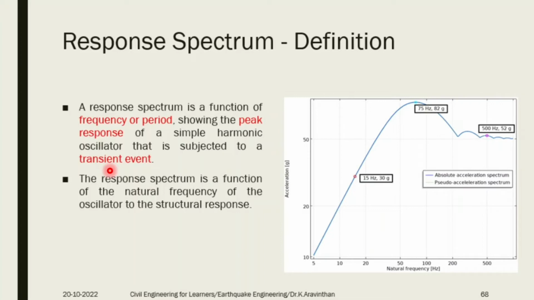The response spectrum is a function of the natural frequency of an oscillator to the structural response. The response might be acceleration, velocity or displacement. This is a graph showing the response spectrum of a structure. This structure might be 3 floors. The 3 floor fundamental frequency is given here. With this response spectrum graph, you can use it for your building and you can protect your building against earthquake.